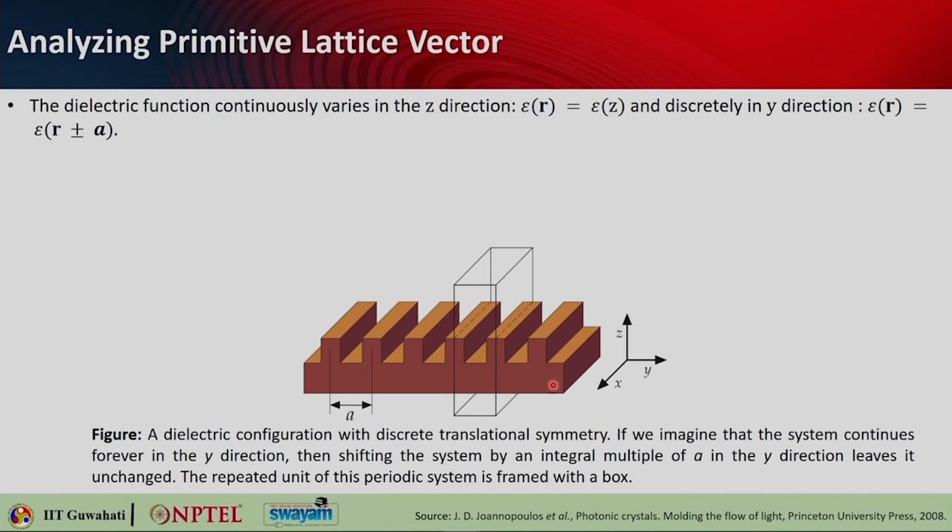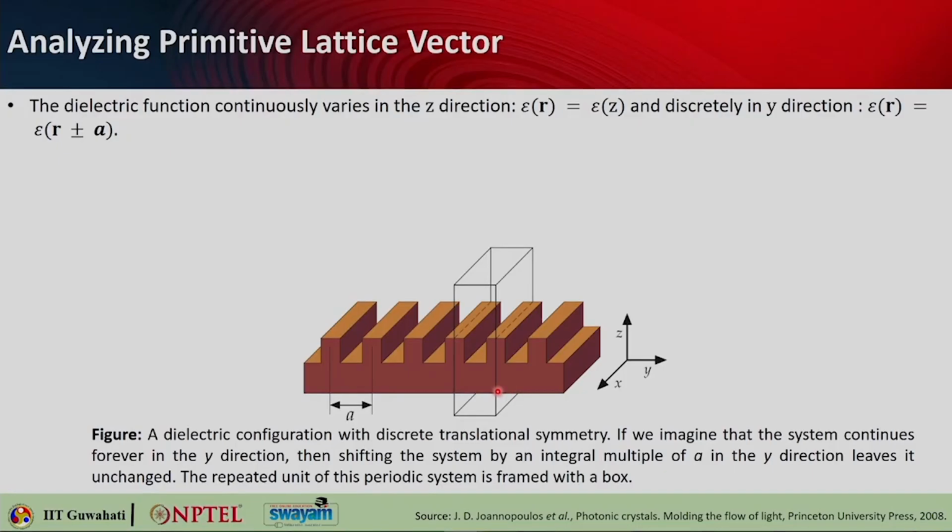So here it is, say the material is there. When you go up you may have the material or may not have the material, so it is basically changing. And along y, so what is happening? The dielectric function continuously varies in the z direction. So here you will see a continuous variation. However, along y you will see that it is varying discretely.